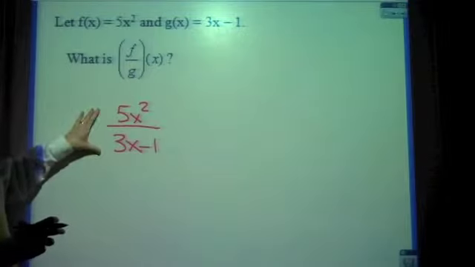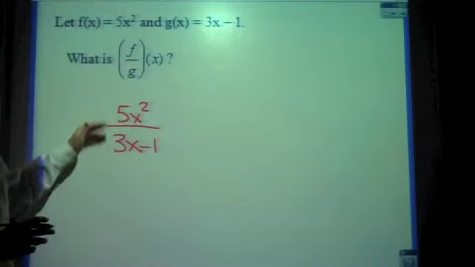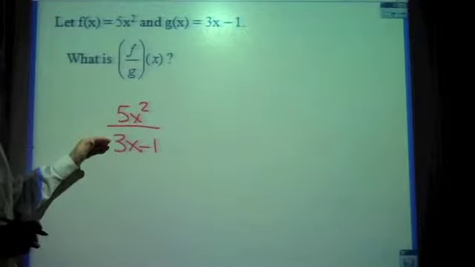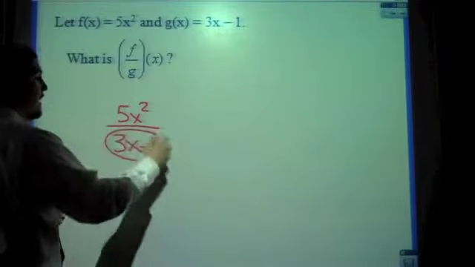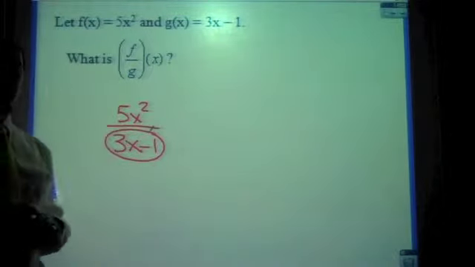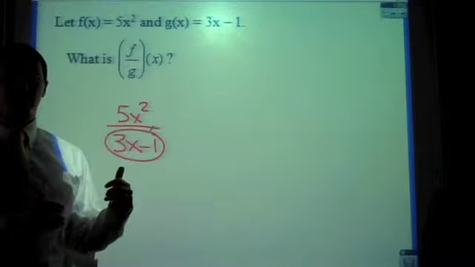So this is all you have to do, is set up the problem. You're not actually going to divide. So do not try to divide these because we haven't gotten into that yet. What you do need to do, however, is notice we have 3x minus 1 in the denominator of the fraction. Hopefully you know that you cannot have 0 as one of your denominators. You can't divide any numbers by 0.